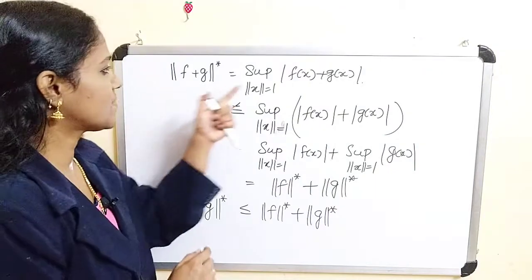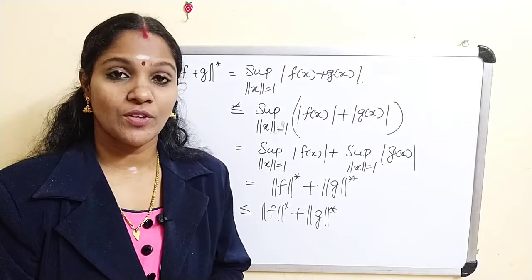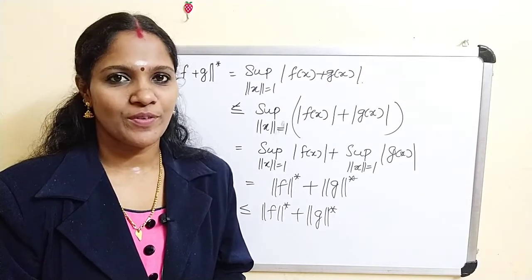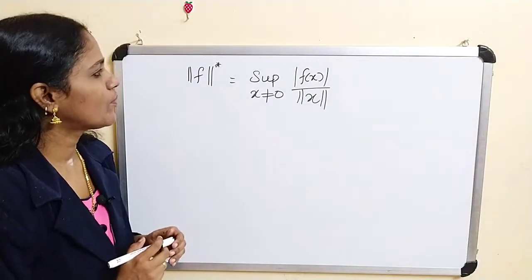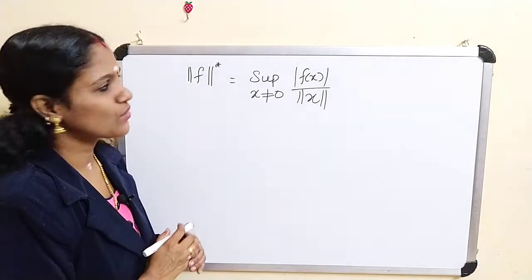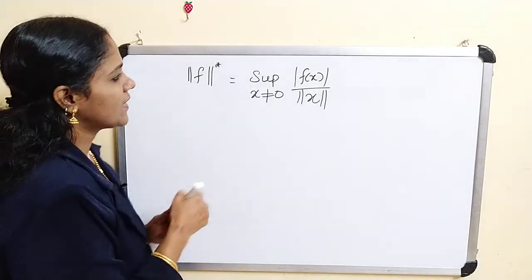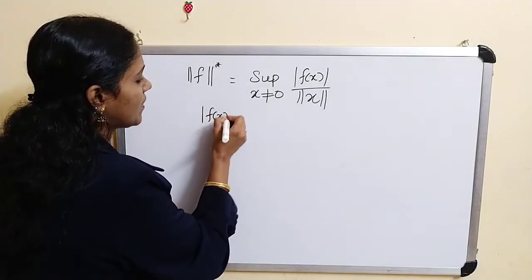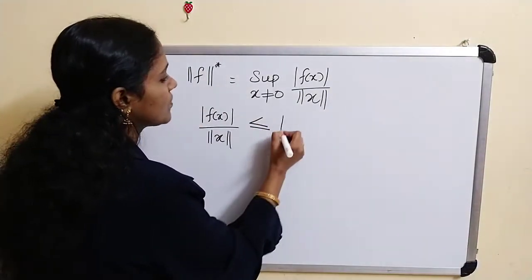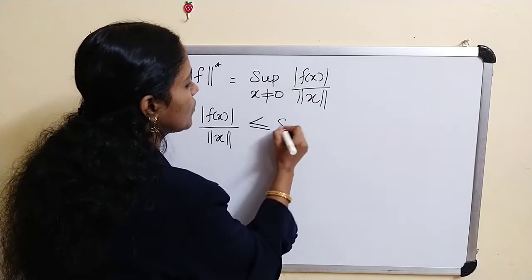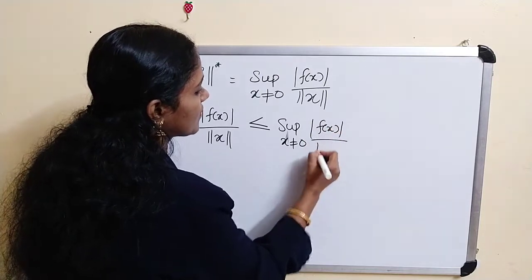This implies norm of f is equal to supremum over norm of x equal to 1 of modulus of f of x is a norm on X star. Okay, we have this one. Norm star of f is equal to supremum over x not equal to 0 of modulus of f of x by norm of x, and clearly this value, f of x by norm of x, is always less than or equal to supremum over x not equal to 0 of mod f of x by norm of x.